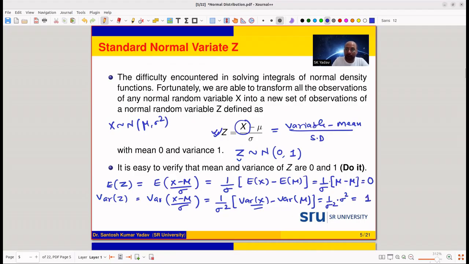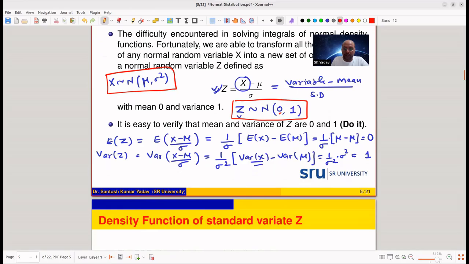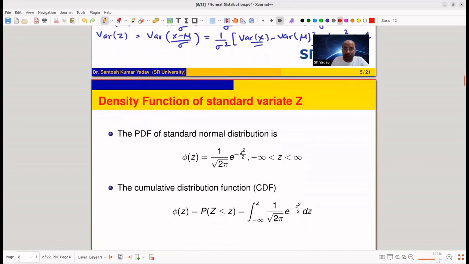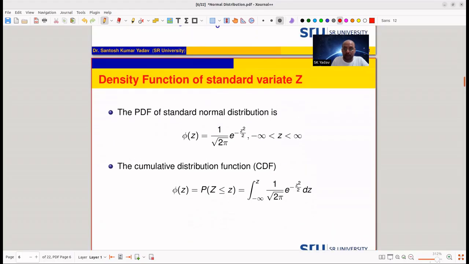So it is derived that Z will follow a normal distribution with mean 0 and variance 1 whenever X follows a normal distribution with mean mu and variance sigma square. Now let us see what is the probability density function for the standard variate Z.